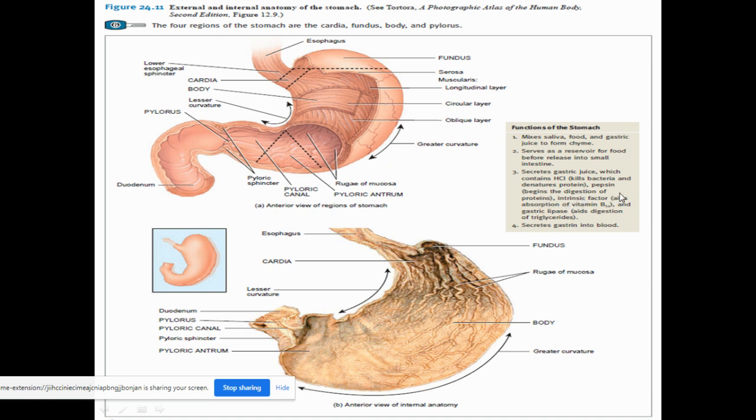It also secretes intrinsic factor, which helps in the absorption of vitamin B12 and also in erythropoiesis. It also secretes gastric lipase. Gastric lipase acts upon the fats, triglycerides, and converts them into glycerol and fatty acids, and disaccharides and monosaccharides. Then it also secretes gastrin. Gastrin is a hormone which stimulates the secretion of HCl and pepsin. So these are the anatomical structures of the stomach.